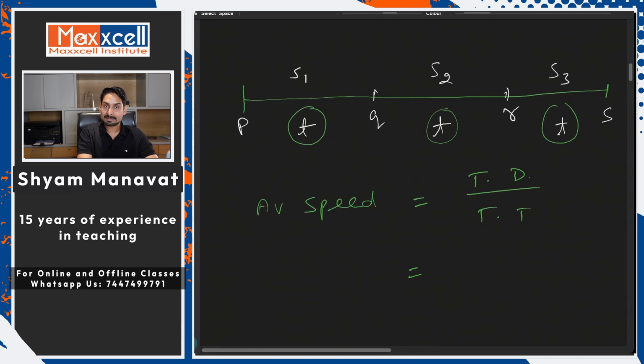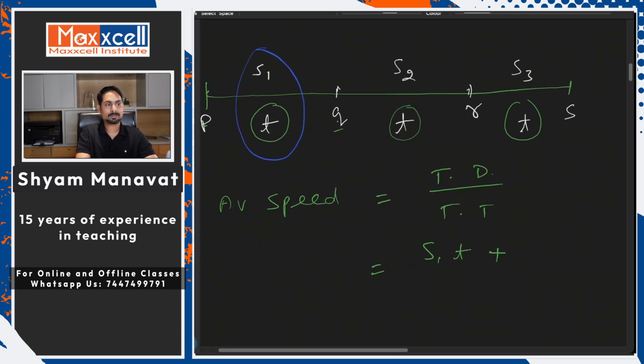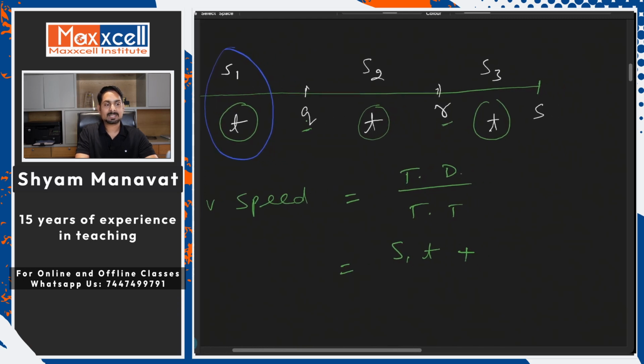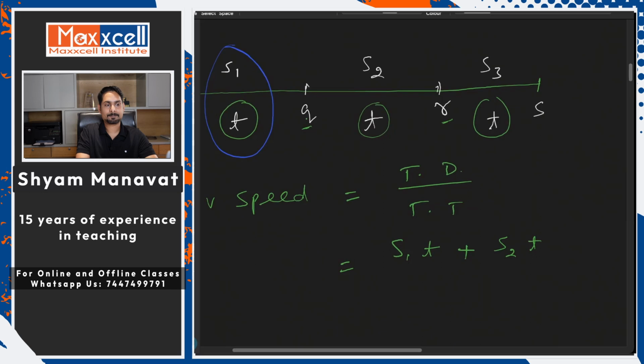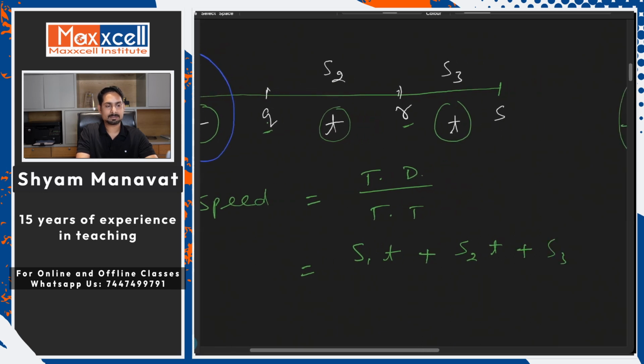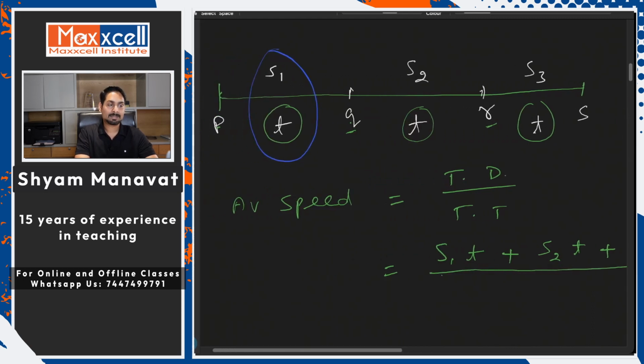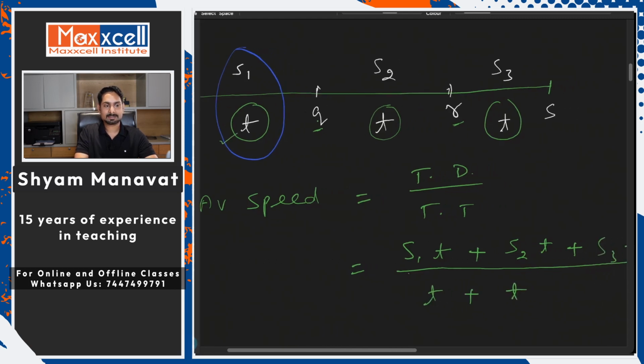The distance traveled in the first segment, P to Q, should be the speed in the first segment multiplied by the time taken in the first segment, right? Similarly, for the second segment QR, the distance traveled should be speed into time, and the same happens in the third segment. Divide by the total time. Time taken in the first segment is T, the second is T, and the third again T.